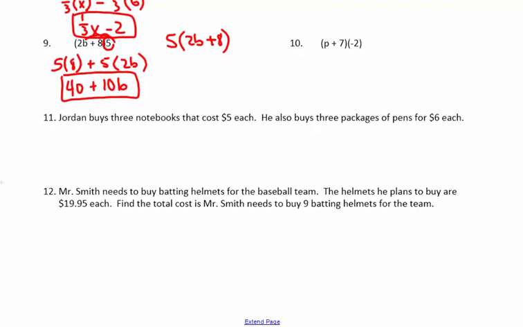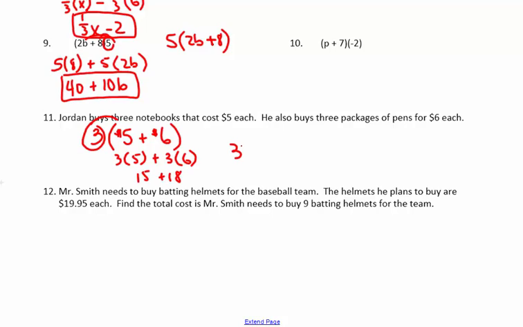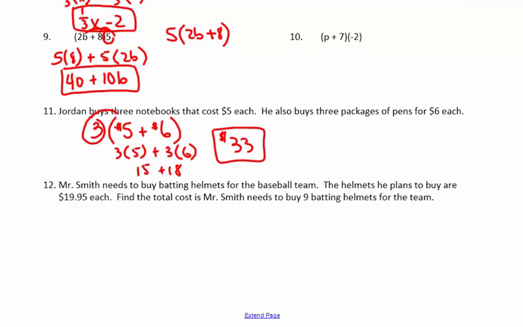Number 11, Jordan buys 3 notebooks that cost $5 each. He also buys 3 packages of pens for $6 each. So he buys 3 packages of each. One costs $5 and one costs $6. So I could distribute this. 3 times 5 plus 3 times 6. 15 plus 18 is 33. Now I know you probably wouldn't have done it that way. You just did 3 times 5, then 3 times 6. So I wrote it showing the distributive property.